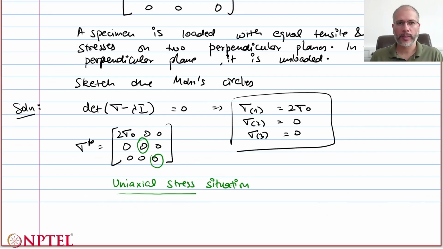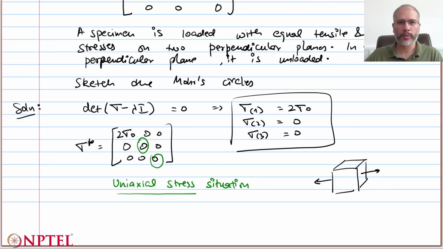So if I was looking at the body in the principal coordinate system, it would appear that all I have is a situation where I'm applying a tensile stress in one direction only. That is, if you take a body and apply a tensile stress by just pulling the body in one direction, that would be a uniaxial state of stress.